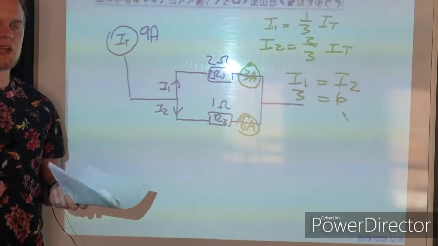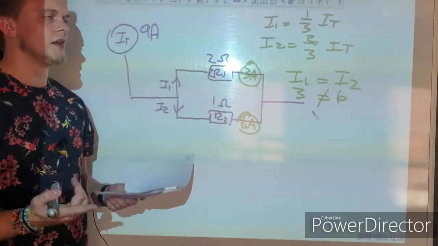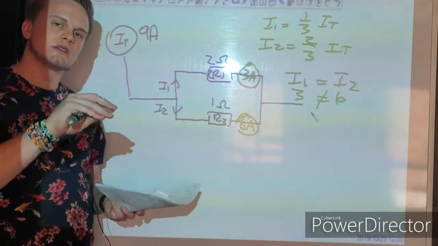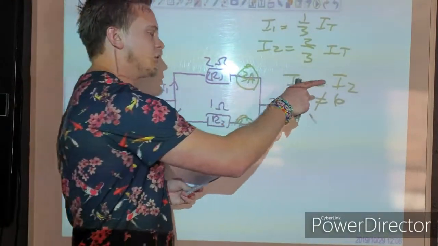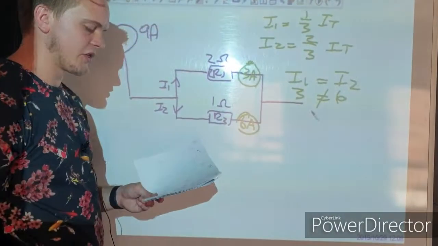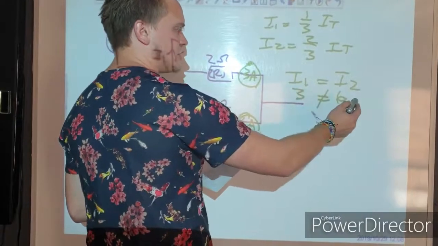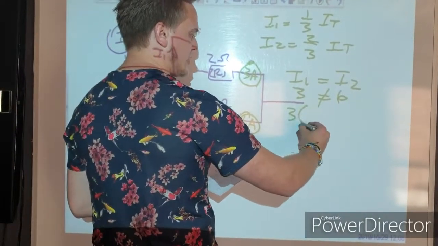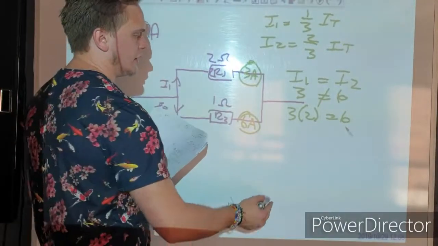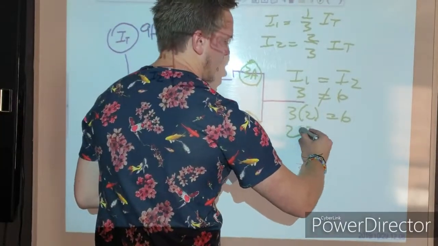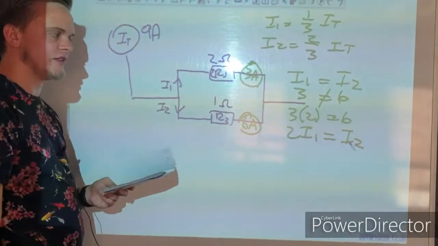But that's not true. 3 isn't the same as 6, okay? So you need to know that an equal sign and a ratio sign isn't the same thing. If we have an equal sign, you need to make sure that the math is correct. So how did we get I1 to be the same? I said 3 times 2, okay? But then it changes to 2I1 to be I2, and that option isn't to be found.